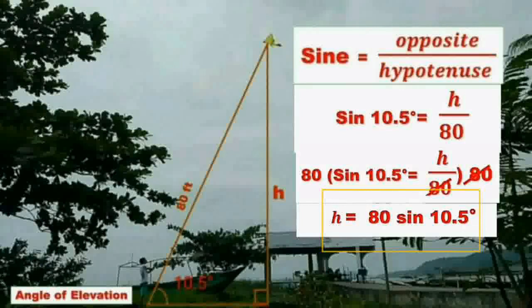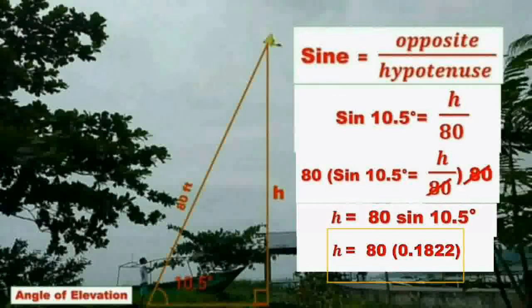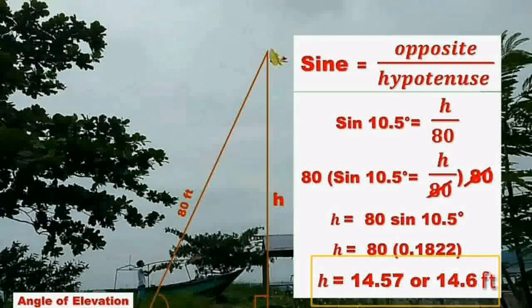Next process is to get the equivalent of sine 10.5 degrees using the scientific calculator or table of values of 6 trigonometric functions, which will result to 1,822 10,000s. Now we have opposite is equal to 80 times 1,822 10,000s. This gives a product of 14 and 57 hundredths or 14 and 6 tenths. Therefore, the height of the kite above the ground is 14.6 feet.